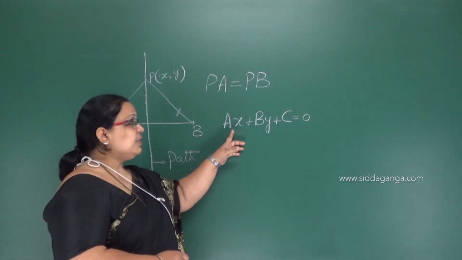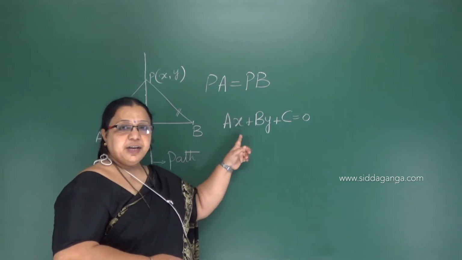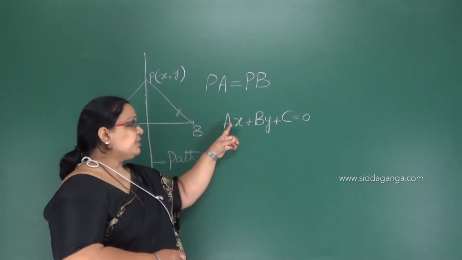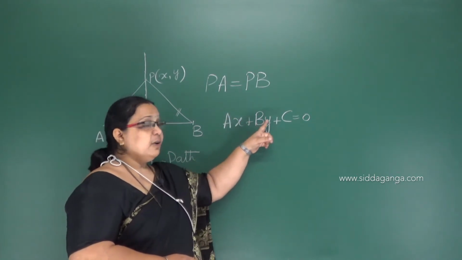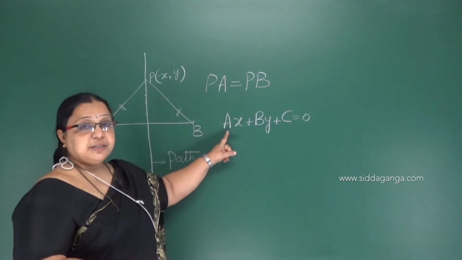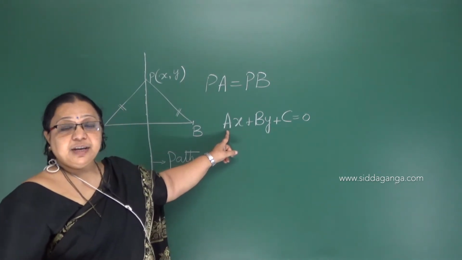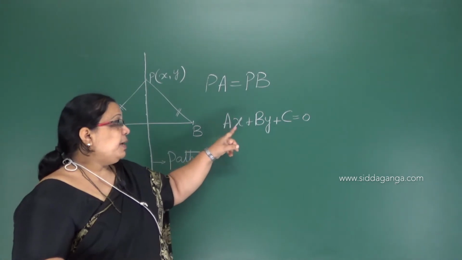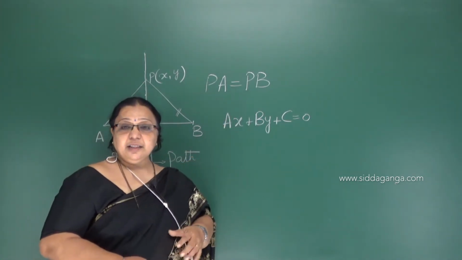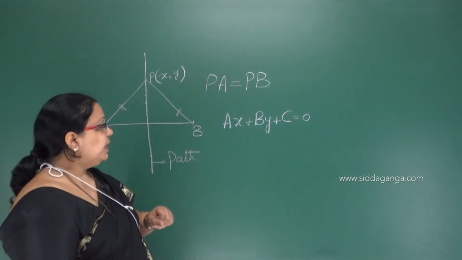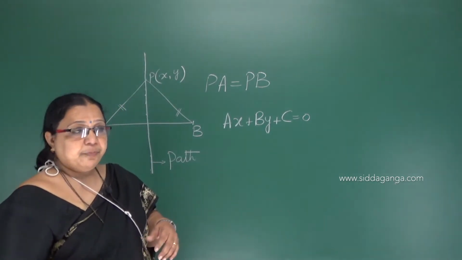So this is the general equation of a straight line, that is ax plus by plus c equal to 0. So it represents the equation of a straight line, where a, b and c are nothing but real numbers. They are considered as real numbers.